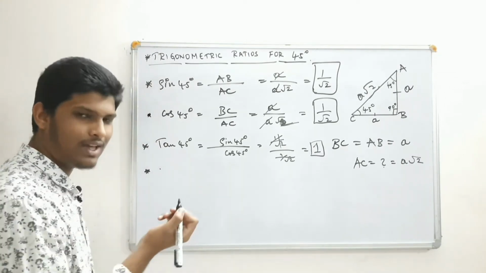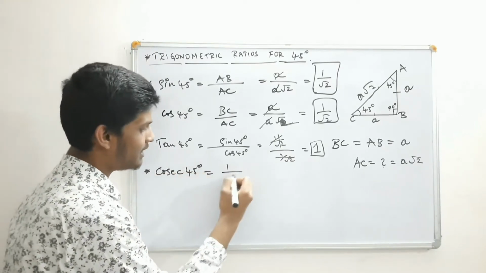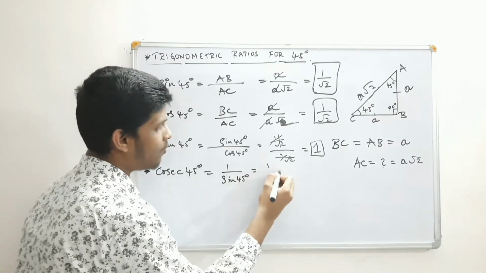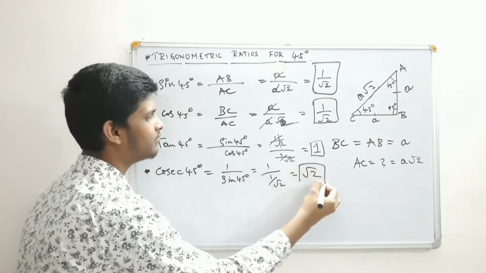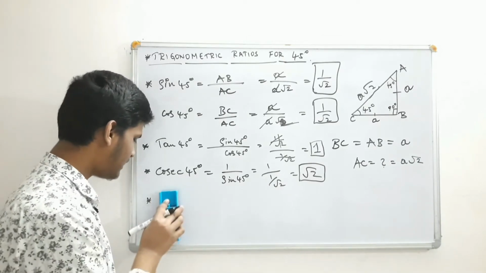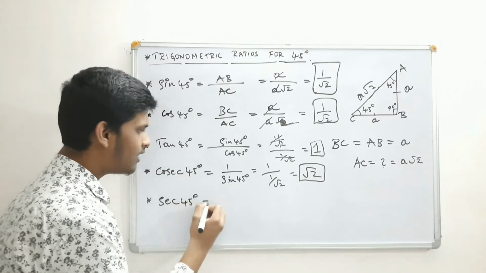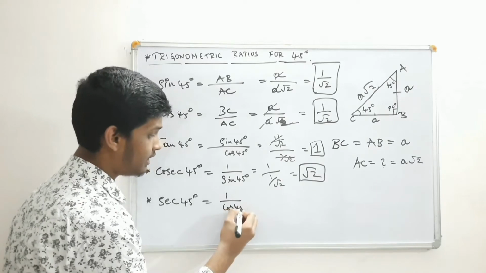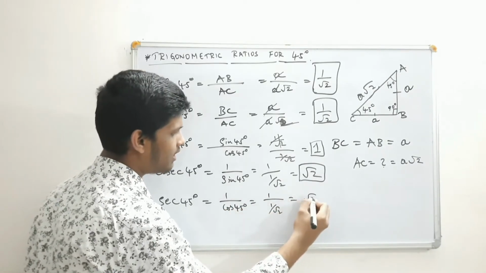Next, cosecant 45 degree, right? Cosecant 45 degree is 1 by sine 45 degree. That is the reciprocal, so 1 by root 2 will become root 2. Awesome. Next, secant 45 degree. Secant 45 degree is 1 by cos 45 degree. So it becomes 1 by 1 by root 2, again root 2.